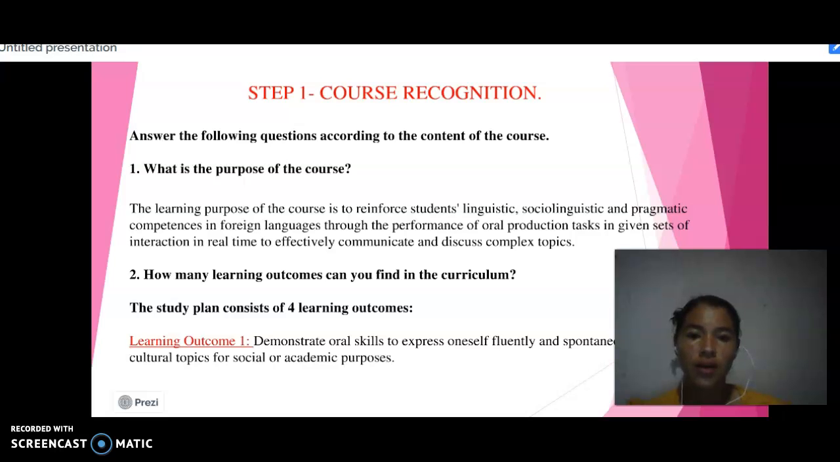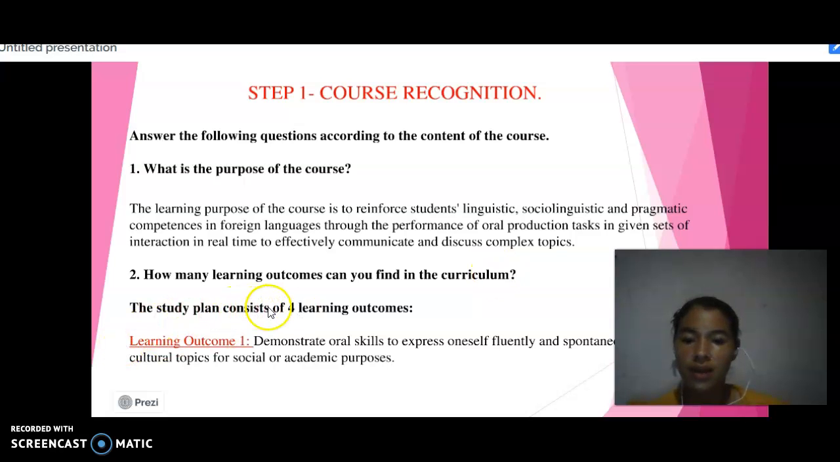Test 1: Code Recognition. Answer the following questions according to the content of the course. 1. What is the purpose of the course? The learning purpose of the course is to reinforce students' language, sociolinguistic, and practical competence in a foreign language, to perform oral production tasks and interact in real time to effectively communicate and discuss complex topics.